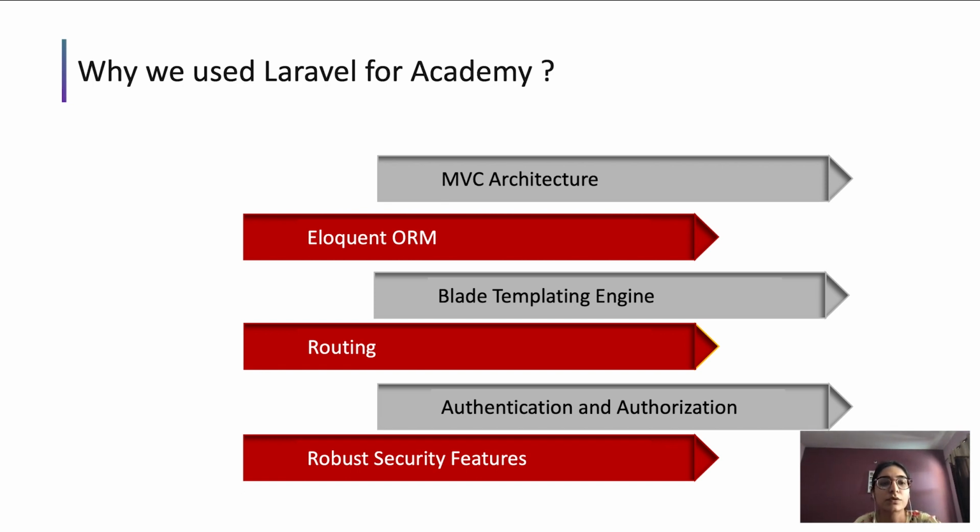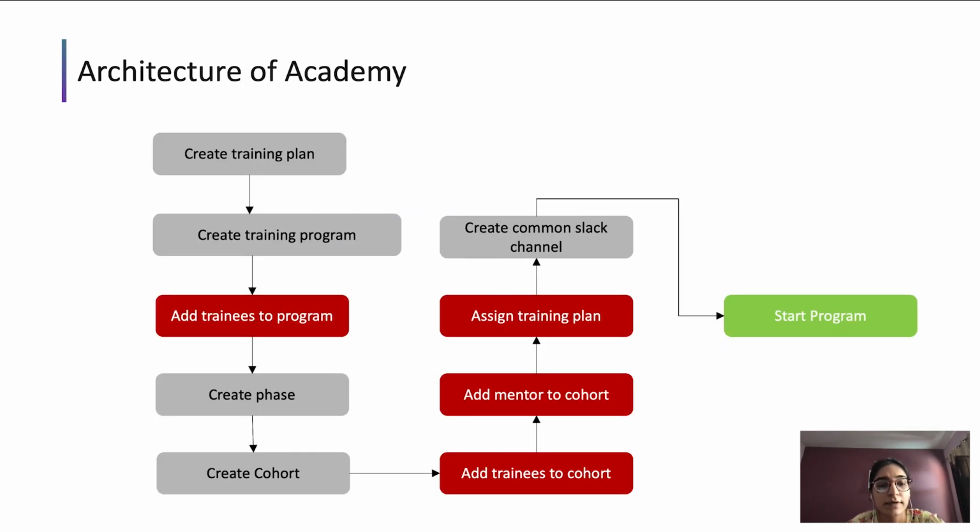Next we'll jump to the architecture of Academy. Firstly, the architect will create a training plan. Next we'll create a training program. Next we can add trainees to that training program, and we can create multiple phases in one program. Next we can create multiple cohorts in one phase and add trainees to those cohorts. Next we can assign a mentor to the trainees in that particular cohort and assign the training plan which we created in the first step.